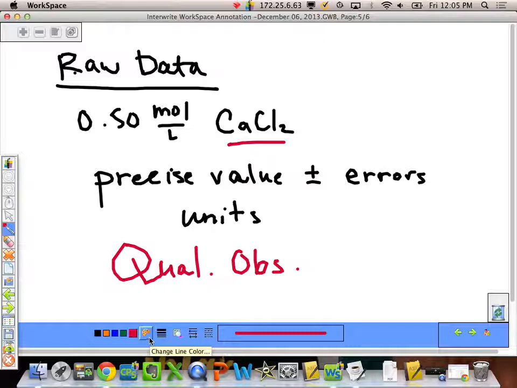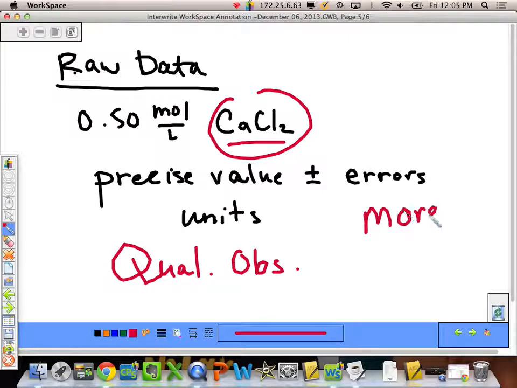And if you see in that step 2, we are adding this calcium chloride to the sodium carbonate, which means we're going to need more qualitative observations. What happens when you put them together? What do you see? What does it look like? Is there an odor? Is there a sound? Like, is it bubbling or anything like that?